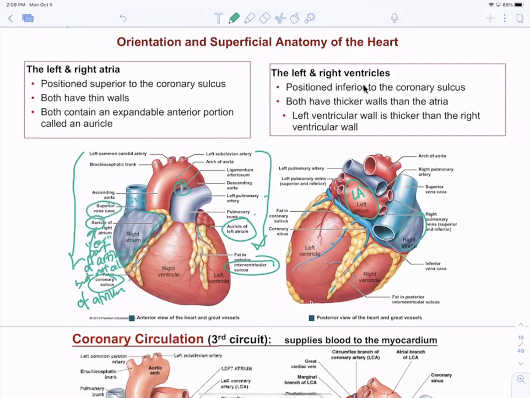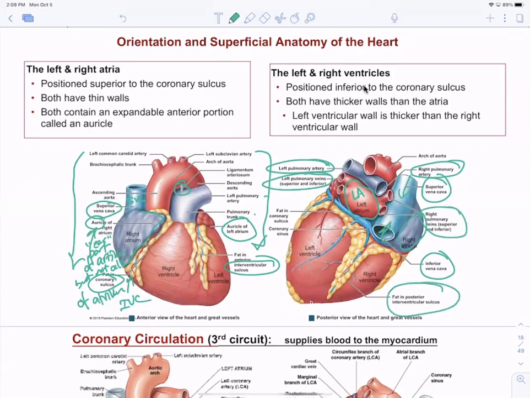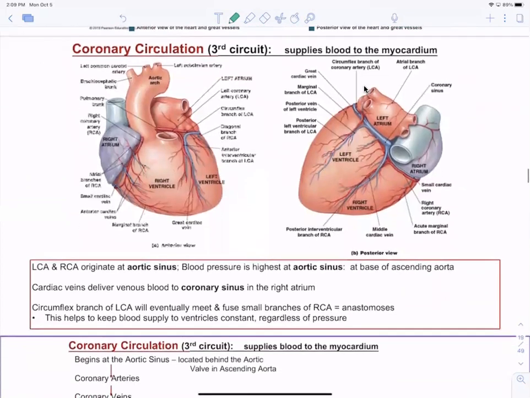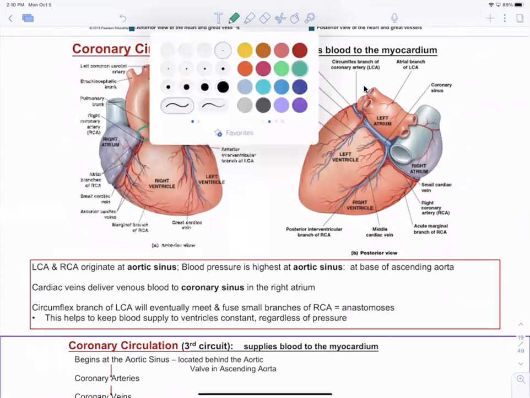cava. And what it's not showing you is inferior vena cava. Here on this side, it shows you superior vena cava and inferior vena cava. This is also showing you right pulmonary artery and left pulmonary artery and left and right pulmonary veins. Here is the posterior interventricular sulcus and again the coronary sulcus. The coronary circuit again begins in this area right here where the right and left coronary artery originate.